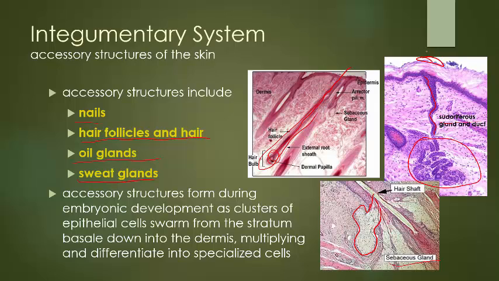Accessory structures form during early embryonic development, and they form as cells here at the stratum basale. So this is the basement membrane, so this would be stratum basale through here. Those cells grow and divide rapidly and push their way down into the developing dermis tissue, and as they grow down, they continue to multiply, and they grow and differentiate into the specialized cells of the accessory structure, whether they're a secreting cell like a sebaceous gland cell, or a rapidly dividing hair bulb cell that will grow a hair.